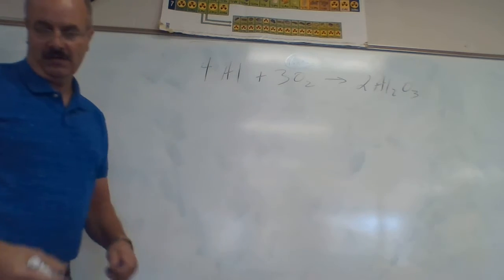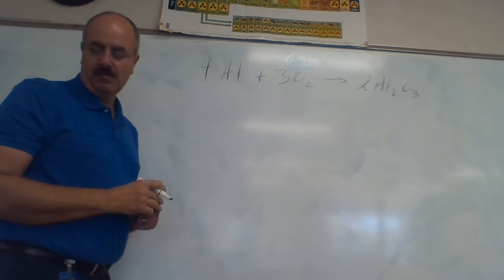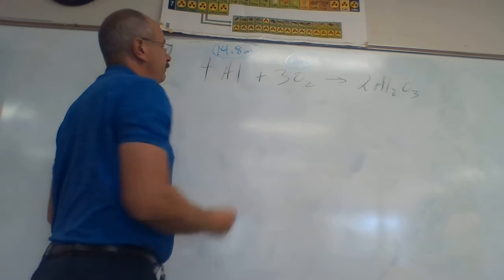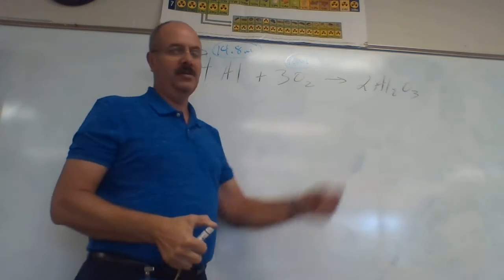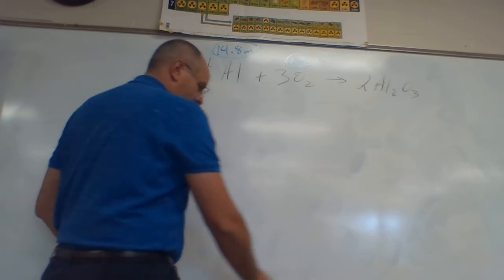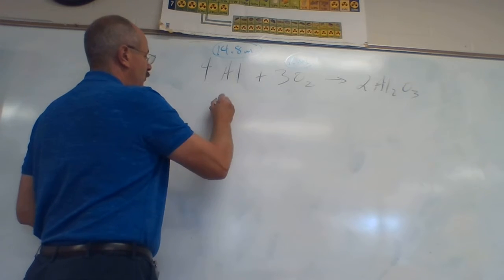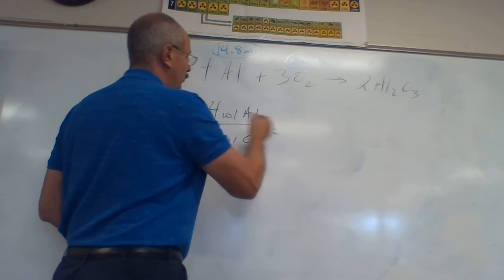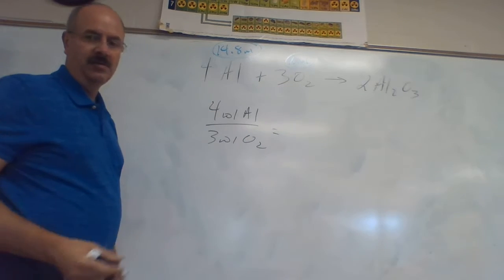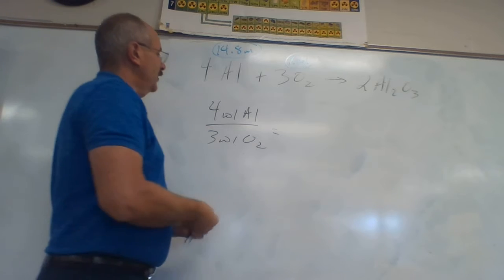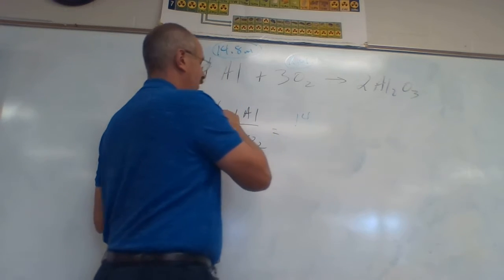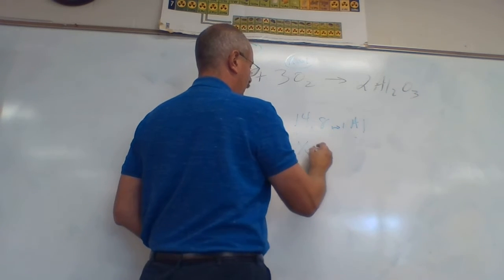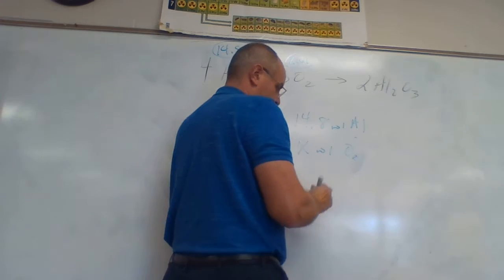The first question says, how many moles of oxygen, so we need X moles of this, my oxygen all by itself, are required to react completely with 14.8 moles of aluminum. So I have 14.8 moles of this. It didn't say anything about the Al2O3. These two are all I'm worried about. So I set up my ratio of 4 moles of aluminum over 3 moles of O2. This came from the balanced equation. Then going to the question, I have 14.8 moles of aluminum over X moles of O2.